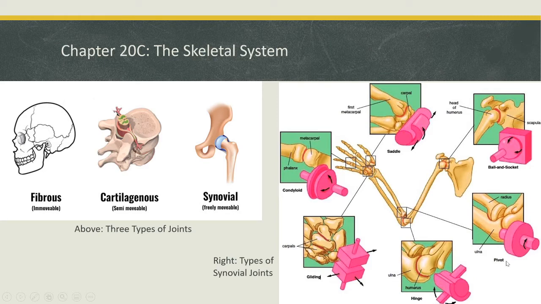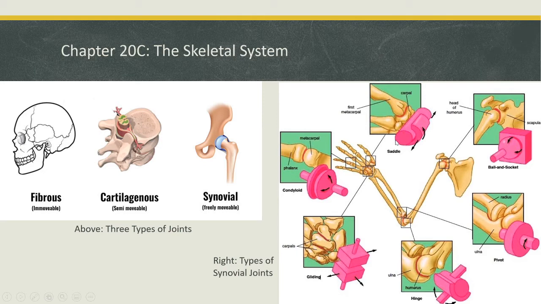But then some are called pivot joints, and this is like I was describing, where your radius pivots or rotates where it meets the humerus. Pivot joint. And then a ball and socket joint, that would be like your shoulder and your hip. Ball and socket allows you to go up and down and side to side and rotate, just a super wide range of motion.